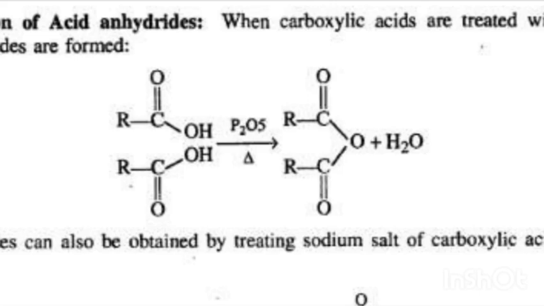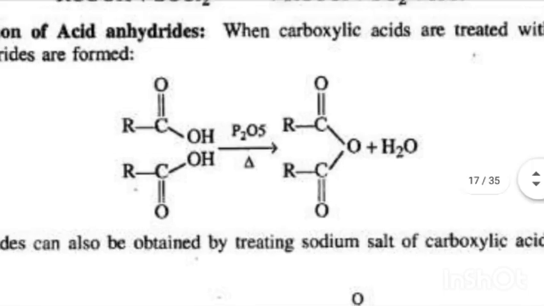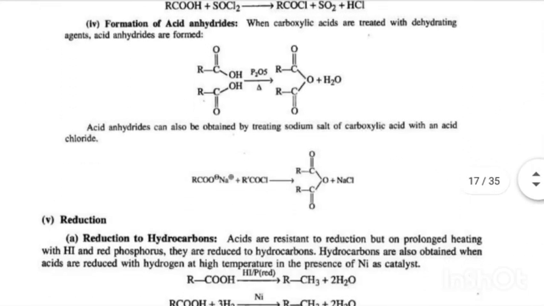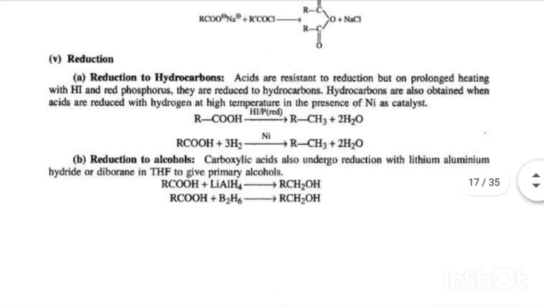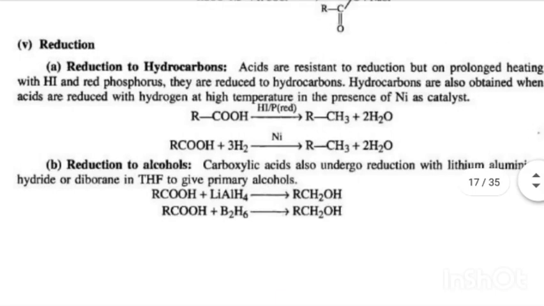Since P2O5 is a dehydrating agent, it can dehydrate a water molecule from the carboxylic acids and release it as H2O. The remaining groups are R, C double bond O, O, and again carbon, C double bond O, R. This kind of functionality is called acid anhydride. Then the fifth reaction is called reduction to hydrocarbons and reduction to alcohols.